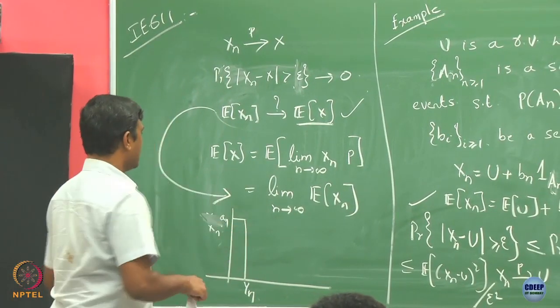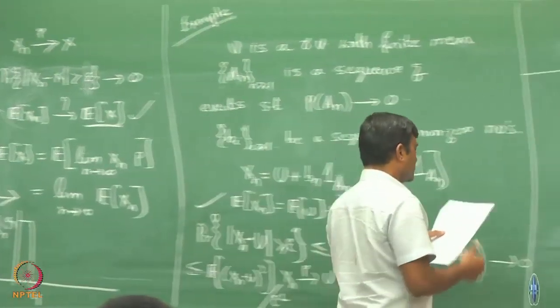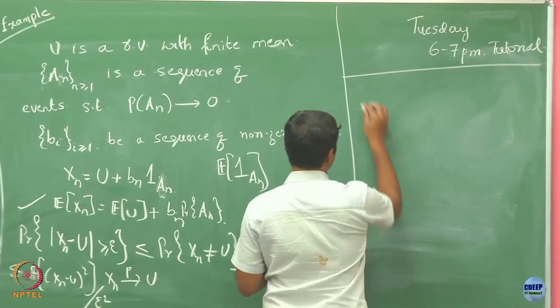Fine. So then I am going to state a couple of results which actually help to do this kind of interchange. What I mean by interchange is exactly this. The first one is called the bounded convergence theorem.